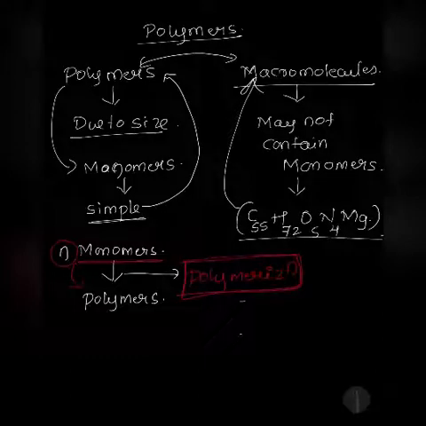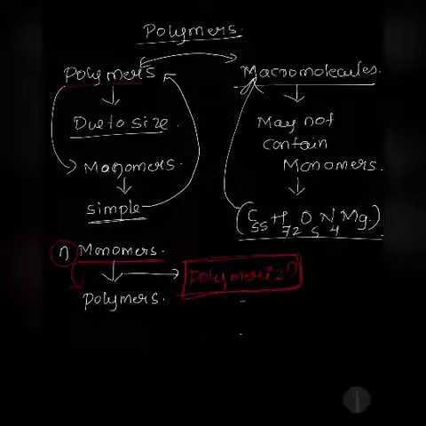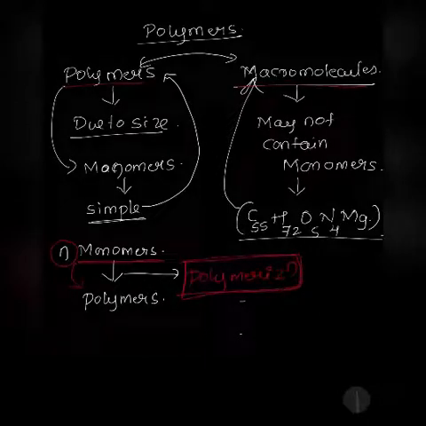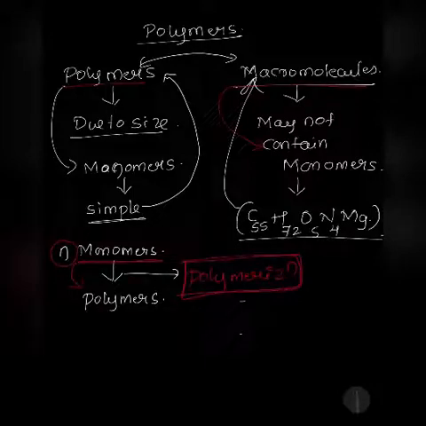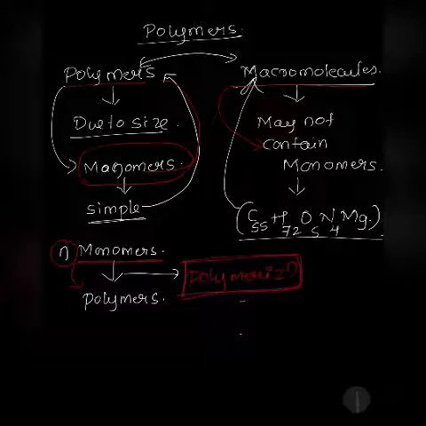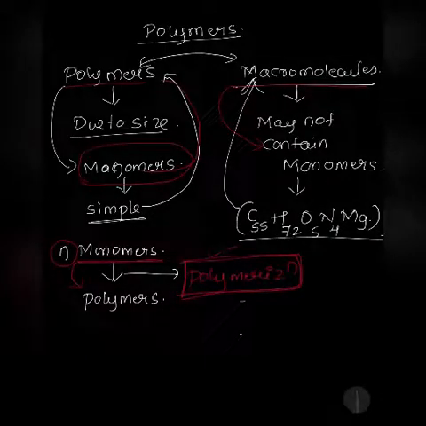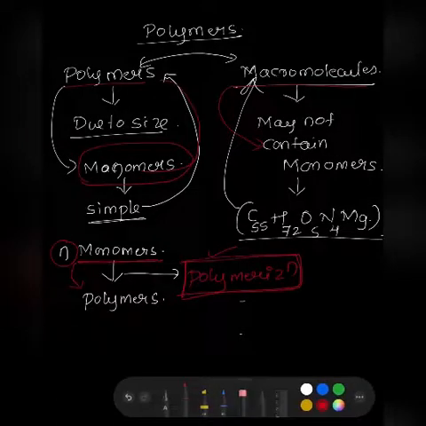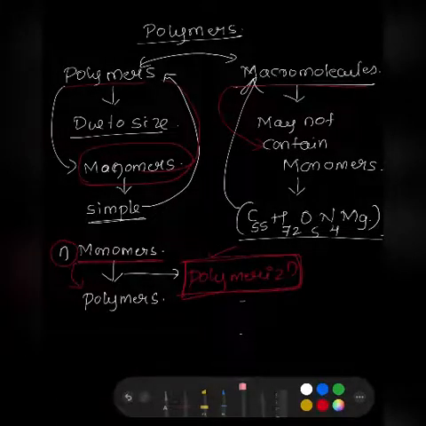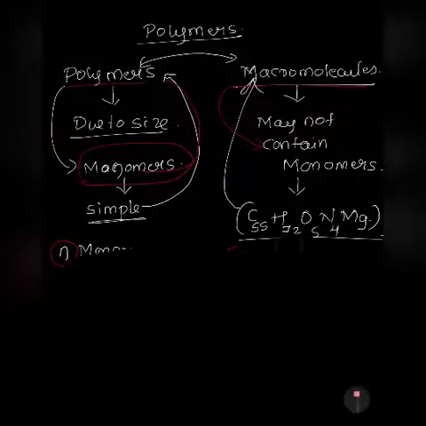So I think you are very clear with the two words, polymers and macromolecules. Both are big, but a macromolecule may or may not contain monomers, while a polymer definitely contains monomers. And when you convert monomer into polymer, that process we call polymerization. Since we already know the basic content, it is now very important for us to go in depth.